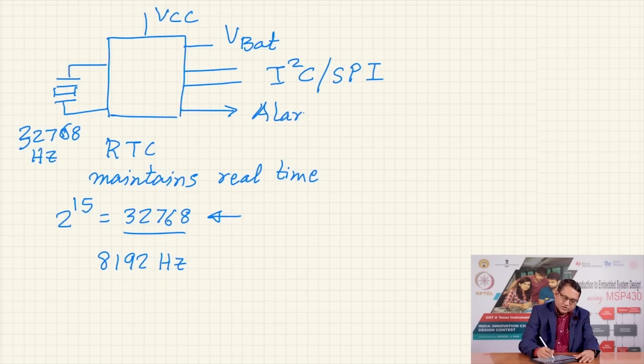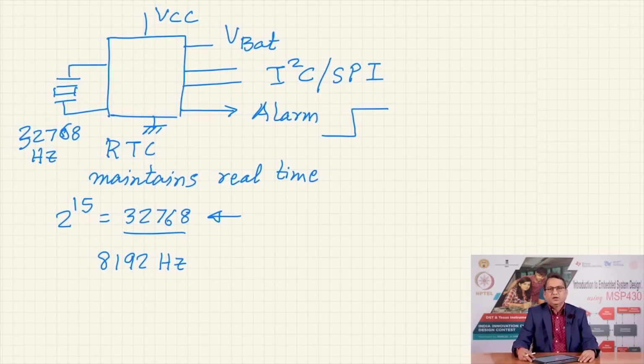It may also have an alarm pin, so that when you program this real-time clock to wake you up on a certain alarm, when that time is reached, the alarm pin would go from 0 to 1, and this could be used to interrupt the microcontroller to do whatever was expected to be done. The frequency, as I mentioned again, is 32768 Hertz.